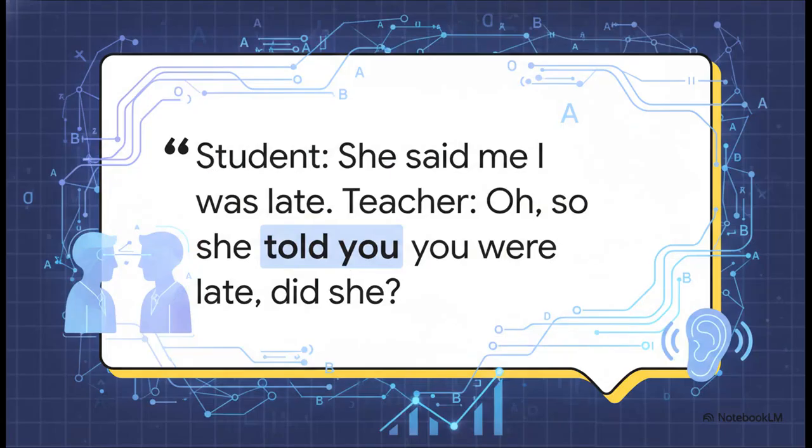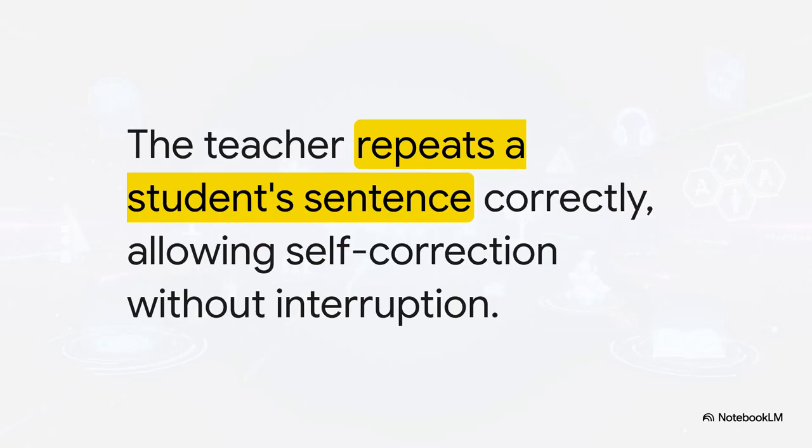For instance, a student might say, "She said me, I was late." Instead of hitting the brakes, you just respond conversationally, "Oh, so she told you were late, did she?" See? The correction is just woven right into the chat. The student hears the right version in a totally natural context. So yeah, with reformulation, the teacher just repeats the student's idea back to them, but correctly and naturally. It's brilliant because it lets the student notice the mistake for themselves, all without interrupting their train of thought.